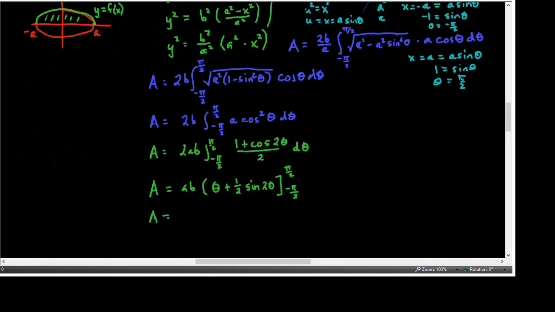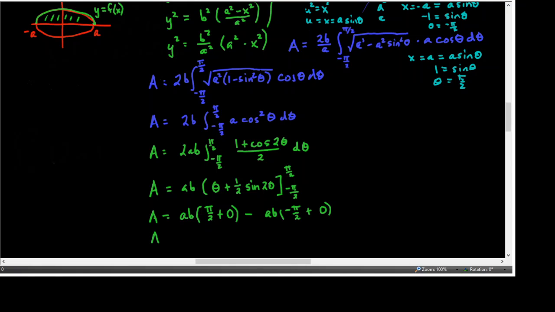And so it's going to be AB times pi over 2 plus, let's see, 2 theta is going to be pi. Sine of pi is 0, so that'll be 0. 1/2 times 0 is 0. Minus AB, negative pi over 2, plus 2 times negative pi over 2 is negative pi. The sine of negative pi is 0, so that'll be 0. 1/2 times 0 is 0.